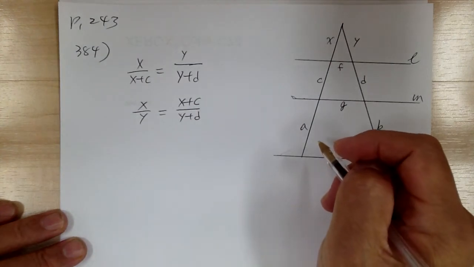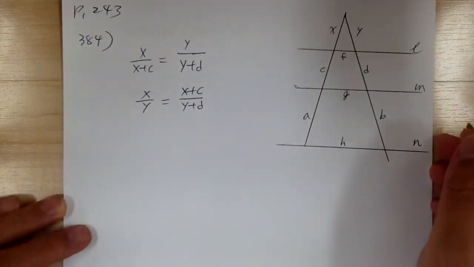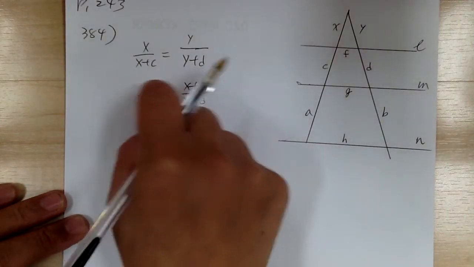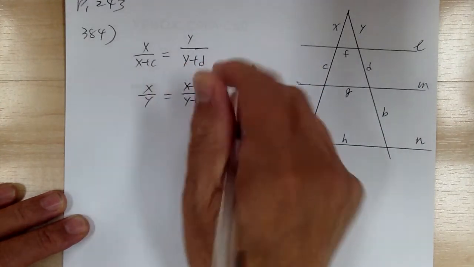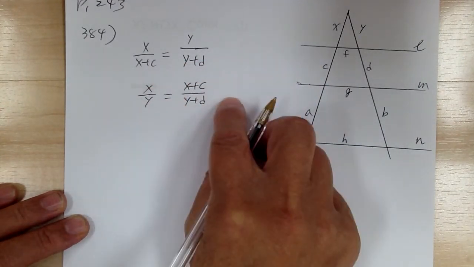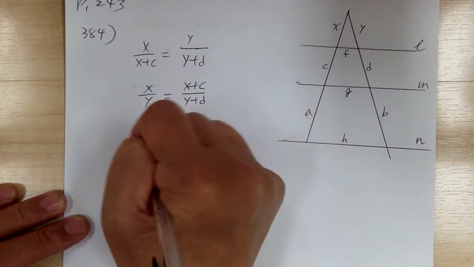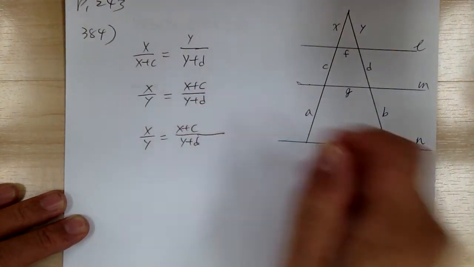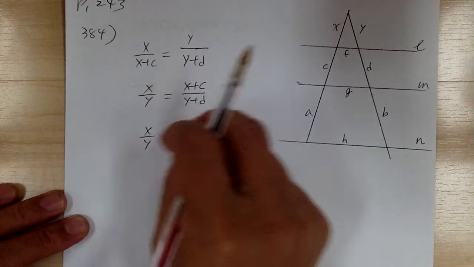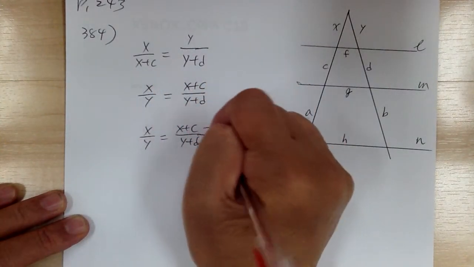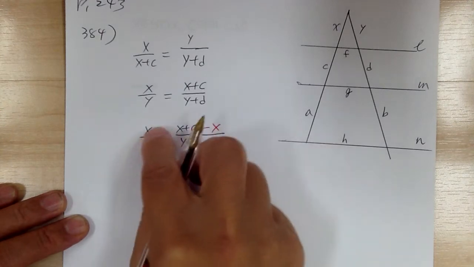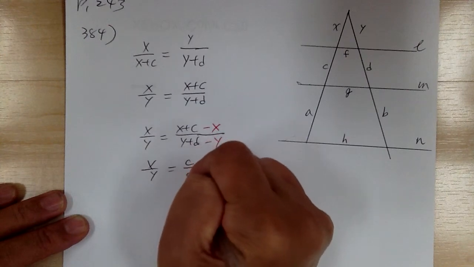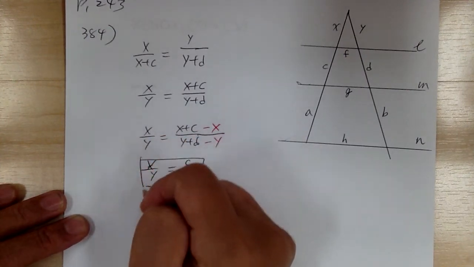Now, according to the proportional theorem, once you have the equation, you can add or subtract the corresponding parts. In other words, you can add x onto here, you can add y onto here, or subtract. So I'm going to use the same equation. I'm going to subtract: minus x, minus y. So I get x over y equals c over d. That's the first one we need to prove.